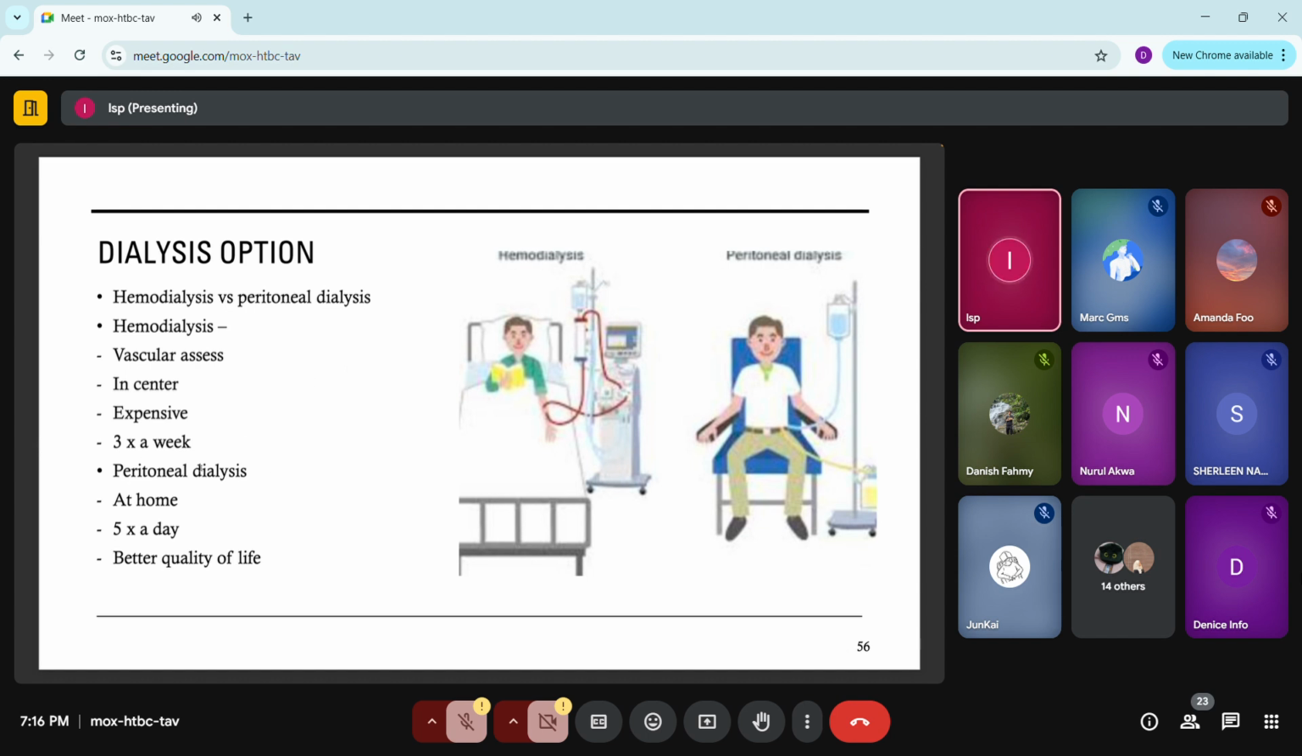Peritoneal dialysis uses your own peritoneal membrane as a filter. You can do it at home. You just have to exchange the filter water 5 times a day. It gives you a better quality of life. It's just that you have to be able to do the self-exchange of peritoneal fluid.